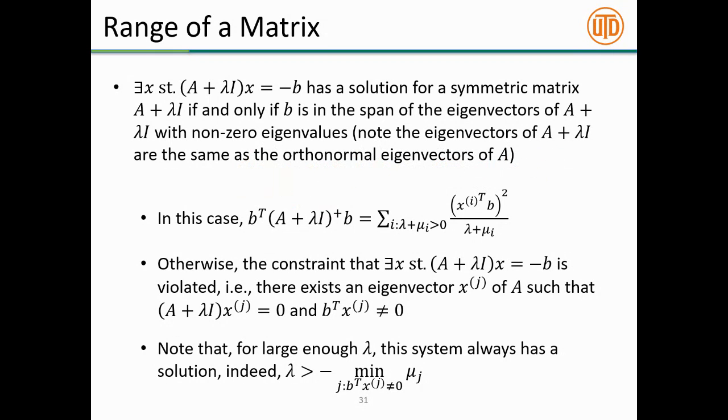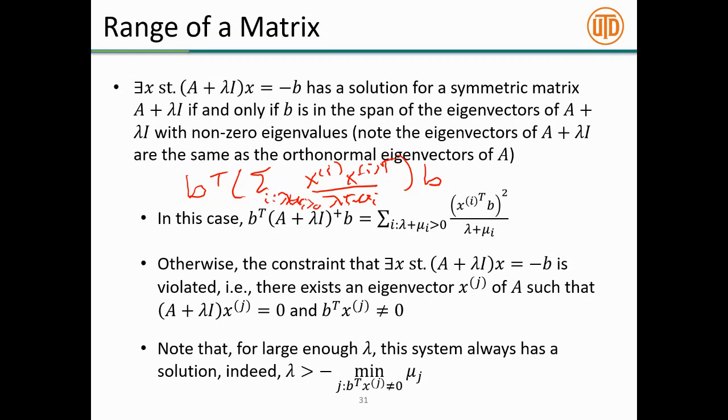So I can write b transpose (A plus lambda I) inverse b as b transpose times the sum over all i of, sticking with the previous notation, mu i xi xi transpose, or this is just 1 over lambda plus mu i, because we invert the non-zero thing. So this is only for the eigenvectors such that lambda plus mu i is greater than 0.